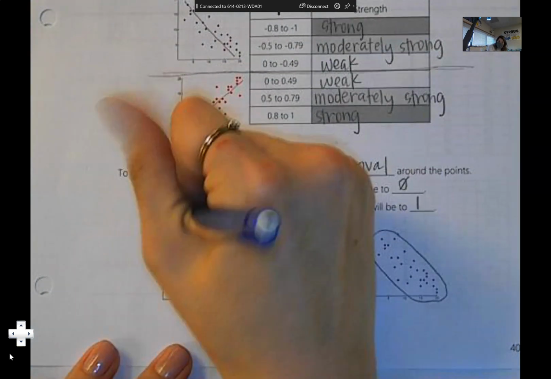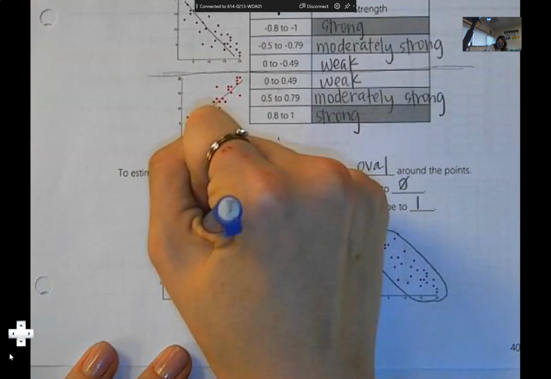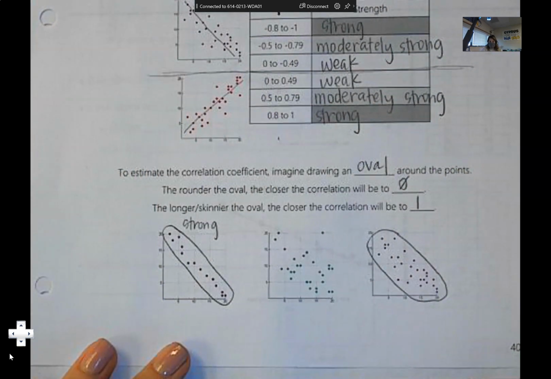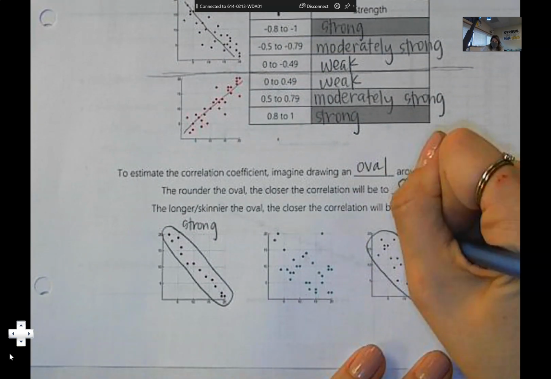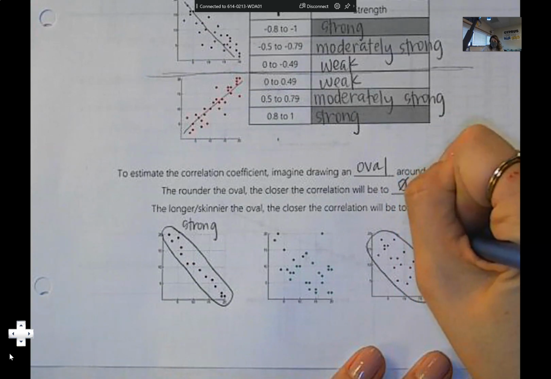So I would say that this one is strong. This one, I think, might be moderately strong.